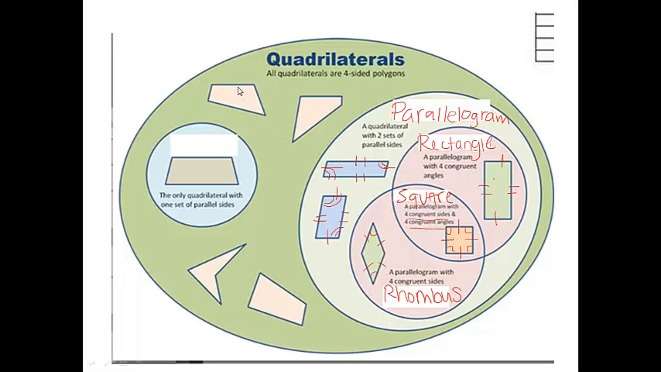Now, these are just random shapes. They have four sides, but we don't have a specific name for these types. These are just random shapes that have four sides, and we do call them a quadrilateral because they're four-sided.